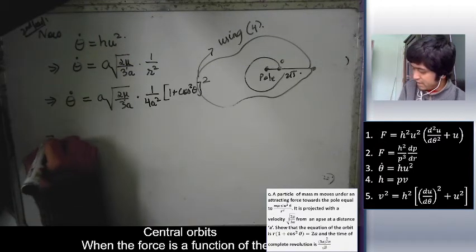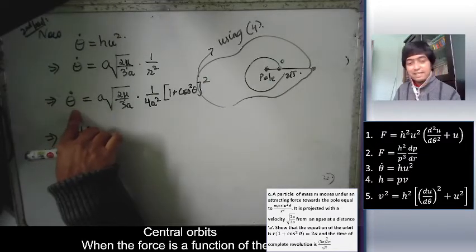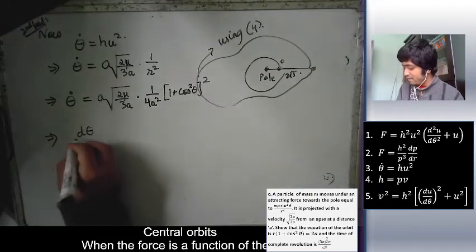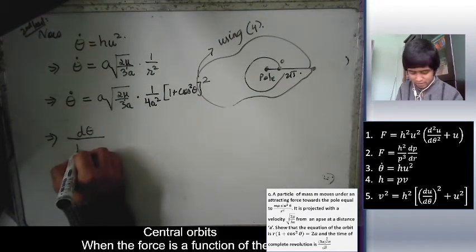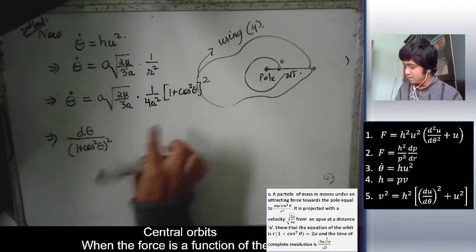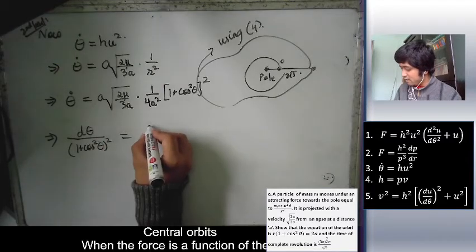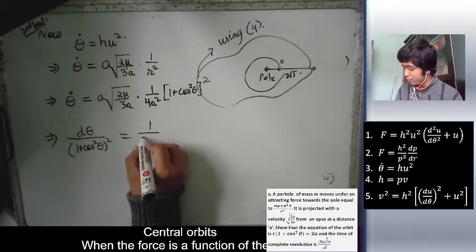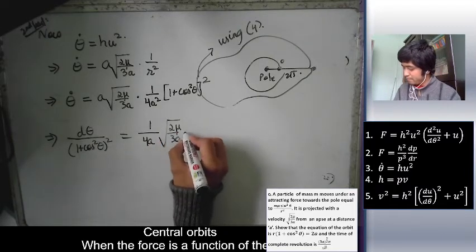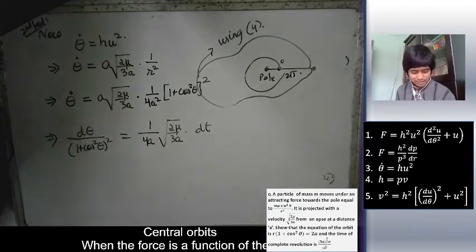Now we will write this one as d theta dt, but if you write it as d theta dt, all terms containing theta will be over here. So I will write it as 1 plus cos square theta whole thing square. These are all constants, so I will keep them as they are. I will be having 1 upon 4a, 2 mu upon 3a dt. So this is what we are having.